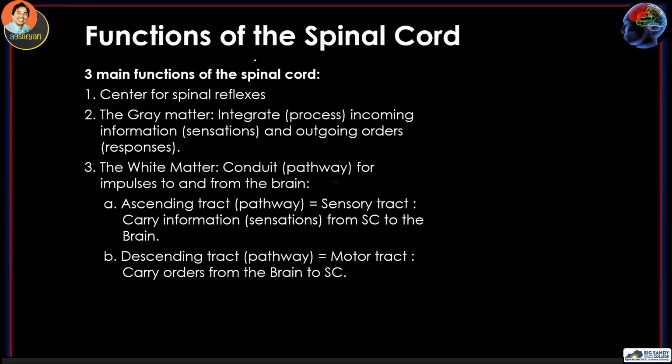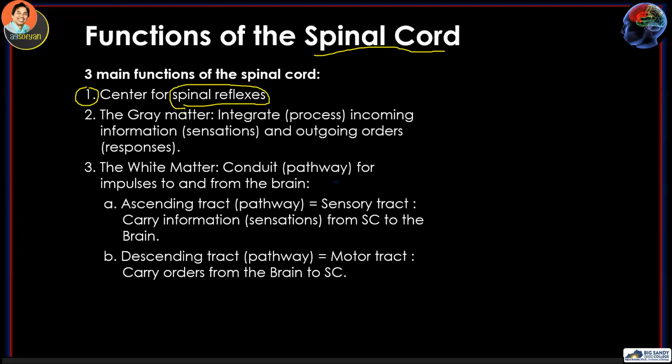Now the main functions of the spinal cord. First, this is actually the center for spinal reflexes. So reflex is a very fast action because it is actually not going to the brain. It will be processed by the spinal cord directly.